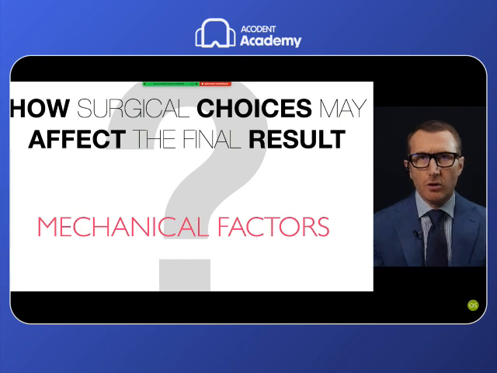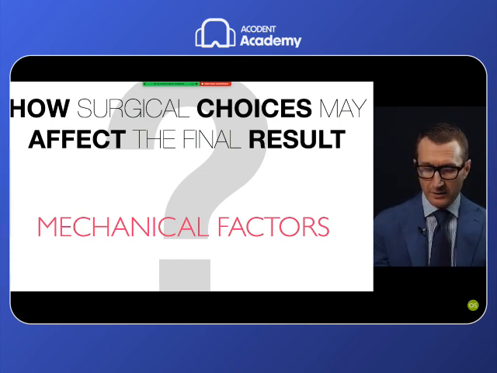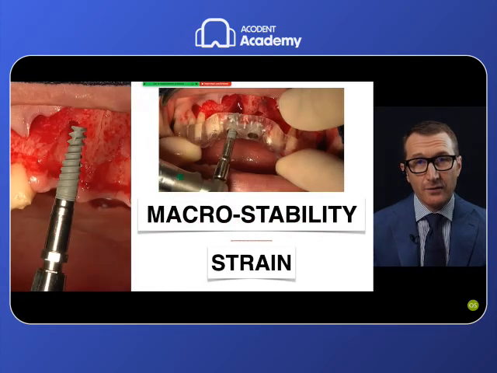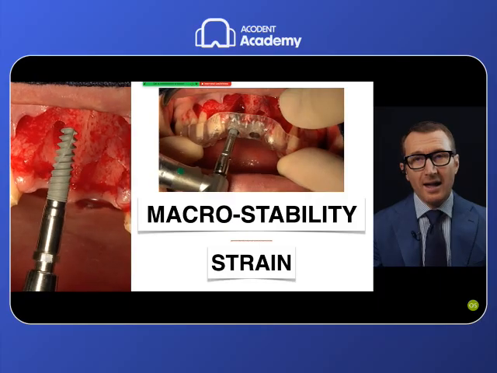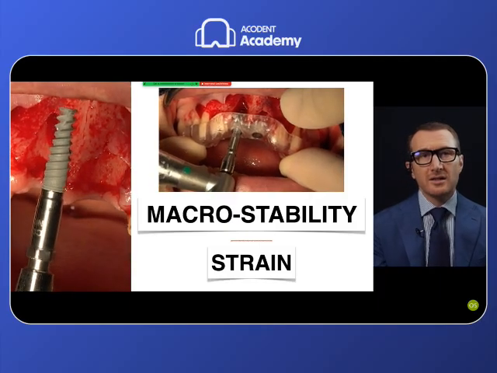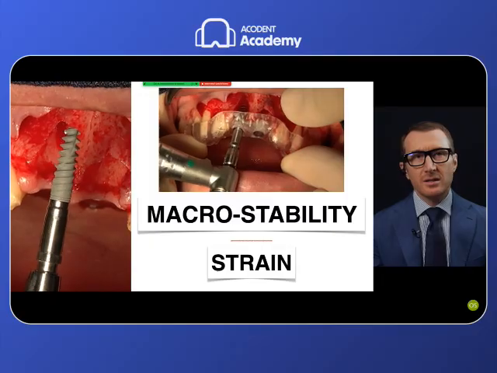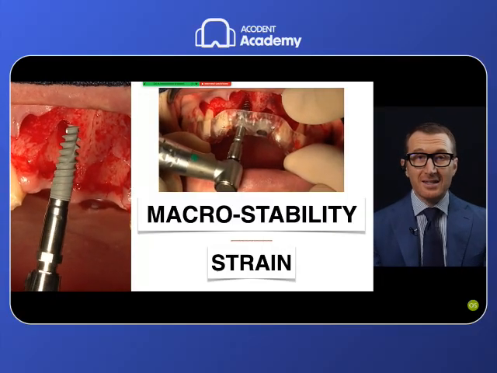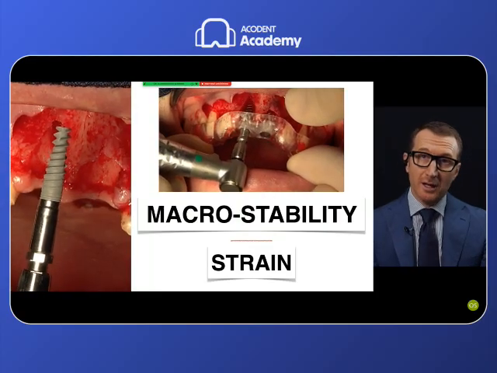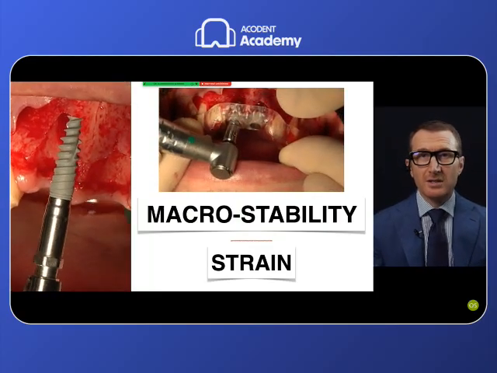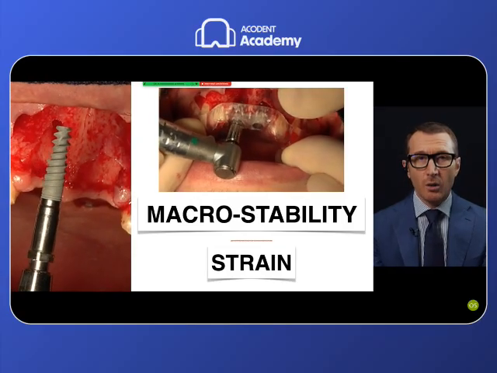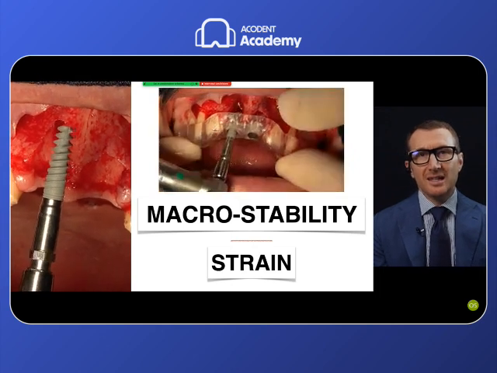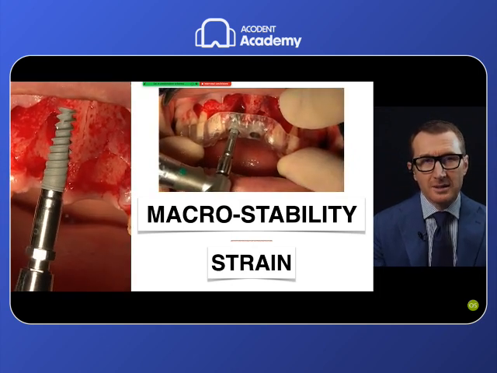How can a surgical choice affect the mechanical factors? First of all, we should understand what is the meaning of the mechanical factors. We know very well what we mean by stability and strain resistance in an implant environment: when we are placing the implant, we change our drill process based on the quality of the bone, and we check on our implant motor what the stability of the implant is.